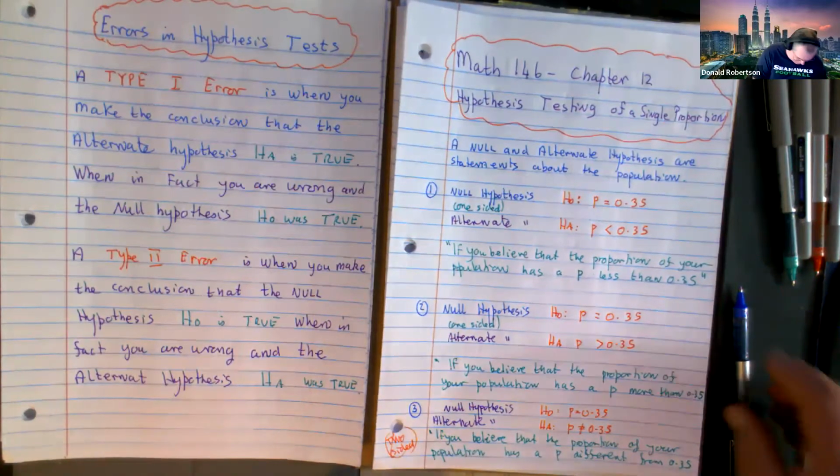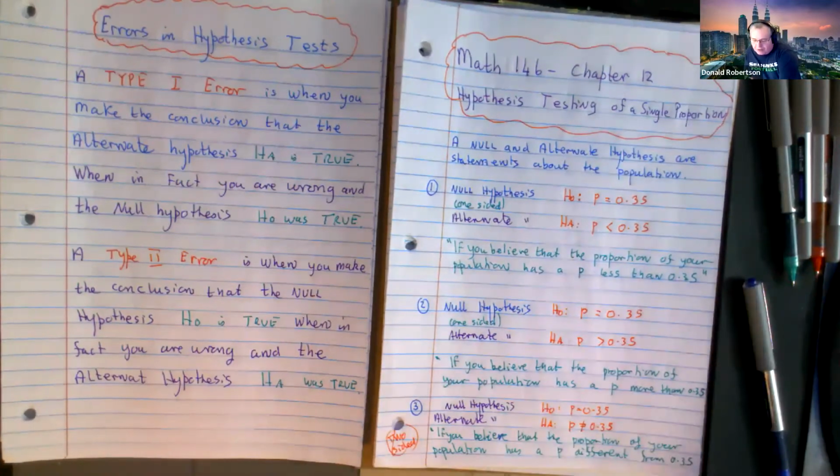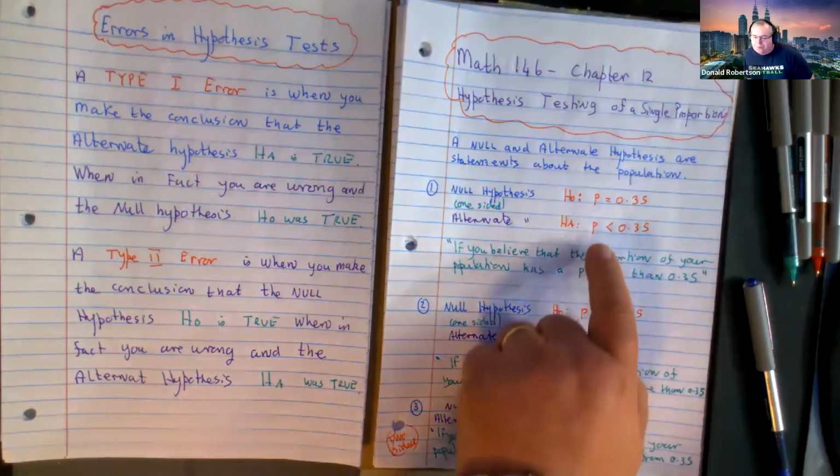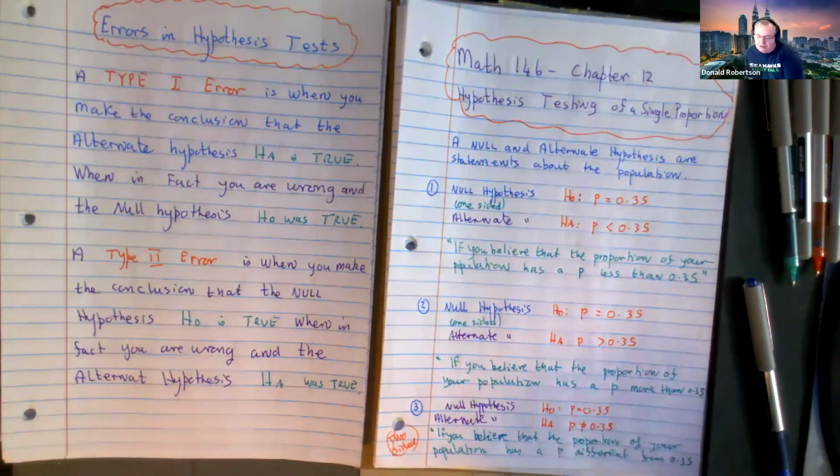So if you believe something is changed in some way, but you're not 100% sure how it's changed, you would do this version. So one-sided, one-sided, two-sided.